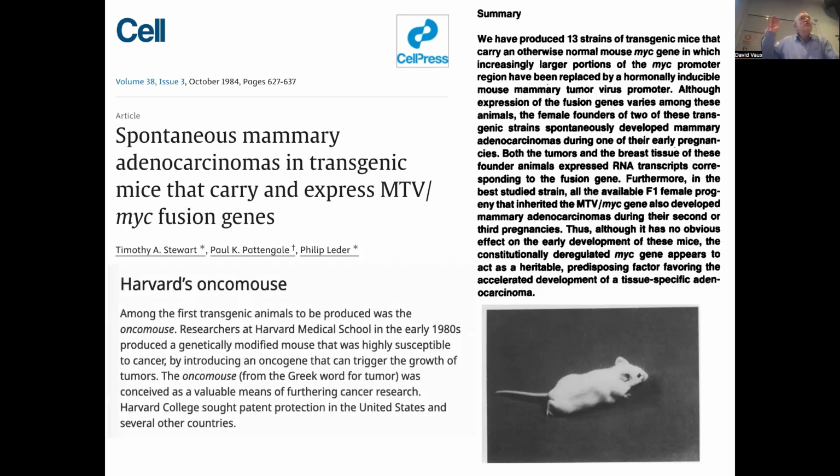That mouse, one of the first cancer-prone mice developed, was called the oncomouse. Because they were at Harvard, they patented these mice, and they sought patent protection in the United States and several other countries, but interestingly not in Australia. And that will come up later in the talk.